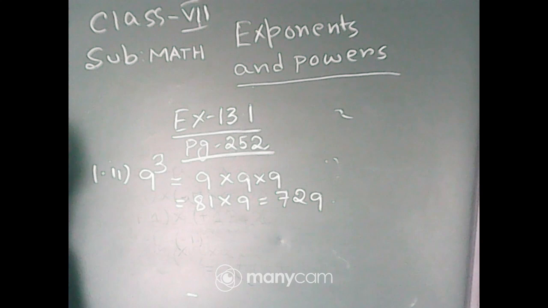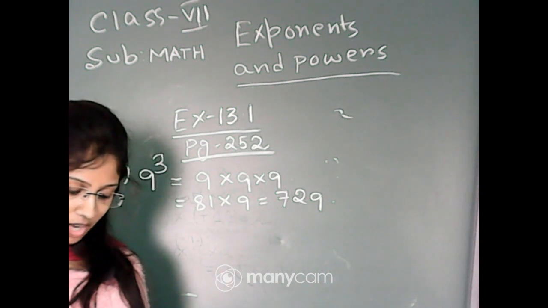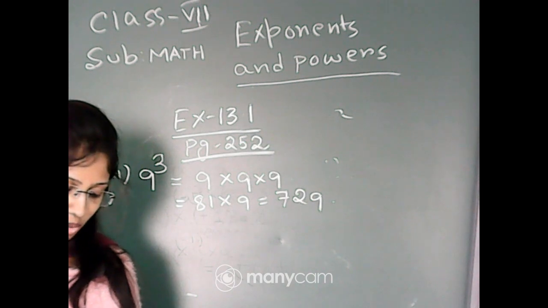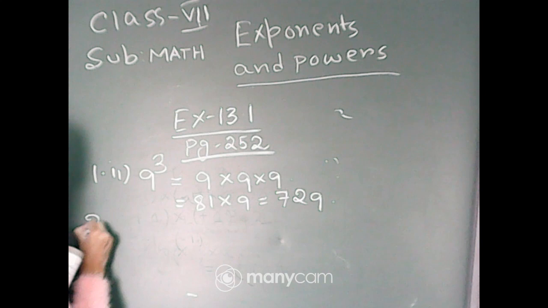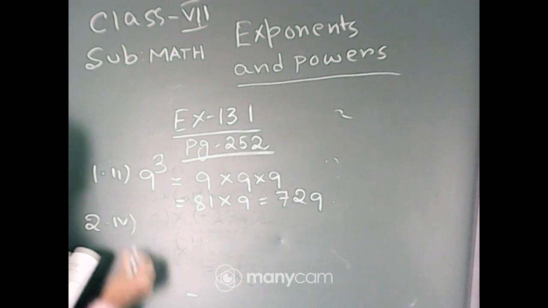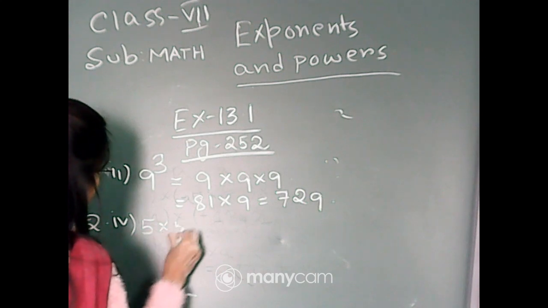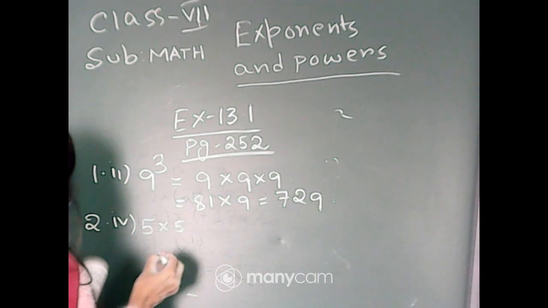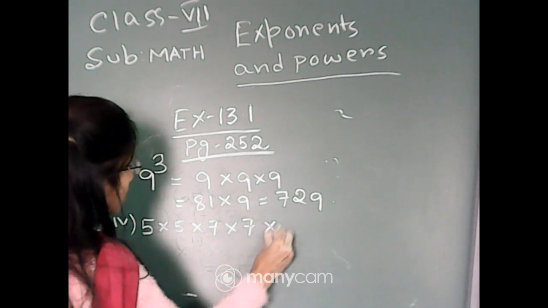Next, question number 4 of 2. Express the following in exponential form. Question number 4 of 2. And here the given number is 5 into 5 into 7 into 7 into 7.